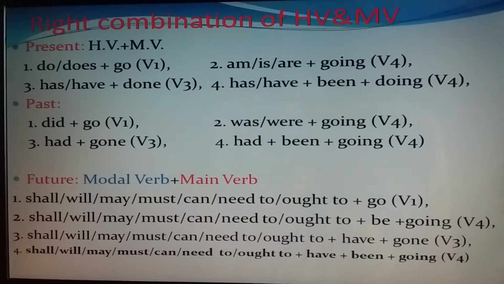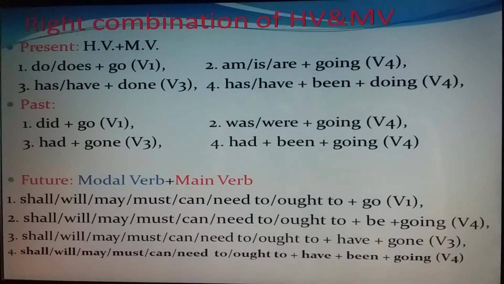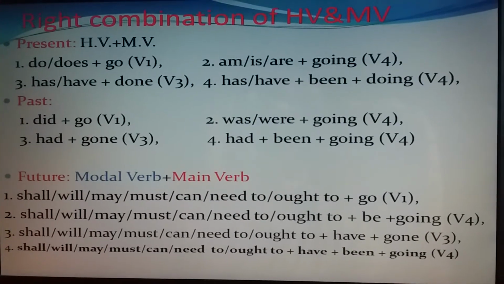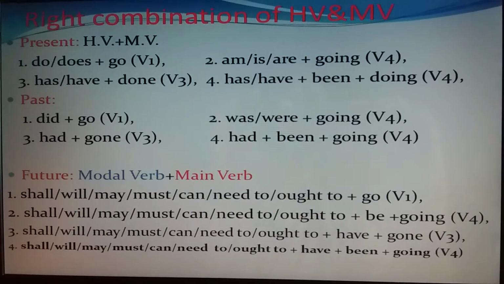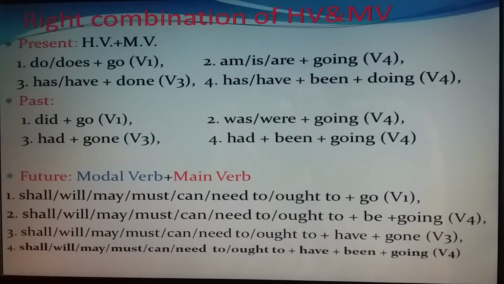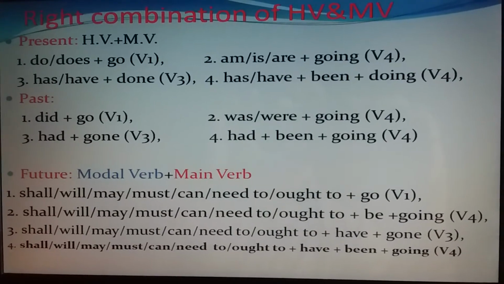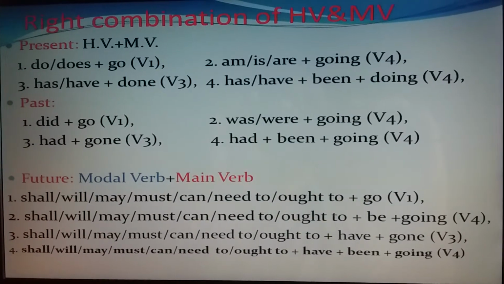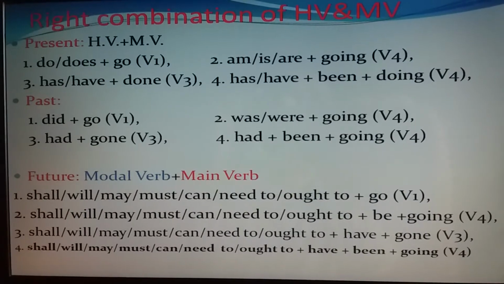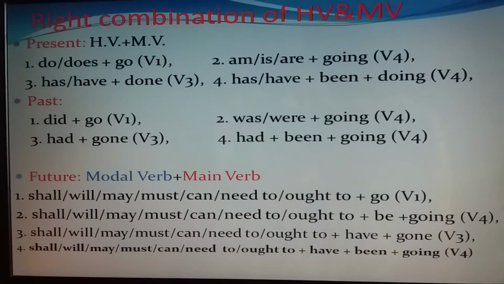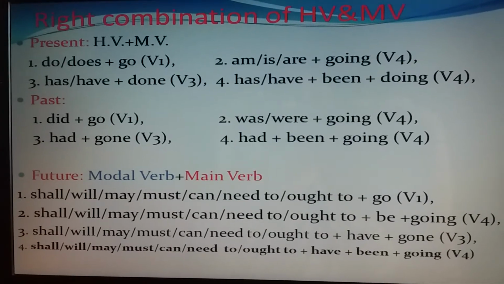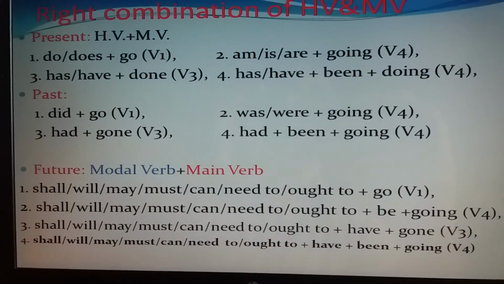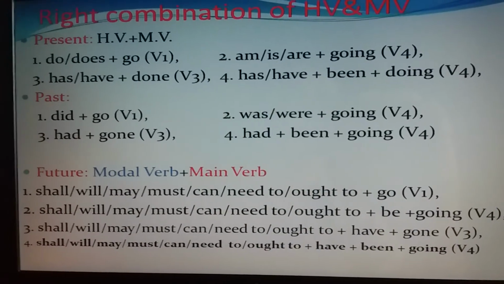In the same way, shall, will, may, must, can, need, after all these modal verbs, if you take be, there must be V4, that is going. When you take the same modal verbs plus have and then followed by gone, that is the past participle verb. In the same way, shall, will, may, must, can, need to, ought to. After that, if you take have plus been, there must be going, V4. So this is the right format of combining helping verb and also main verb.